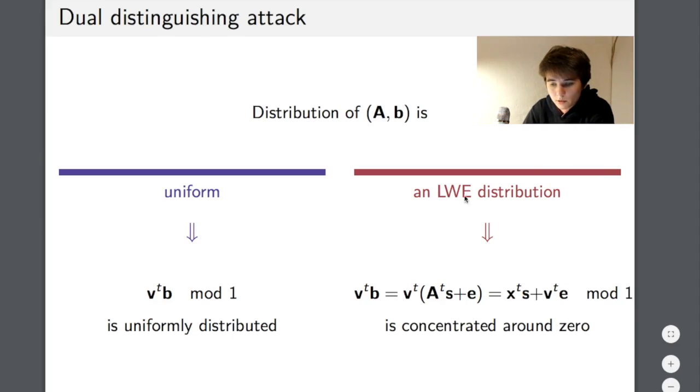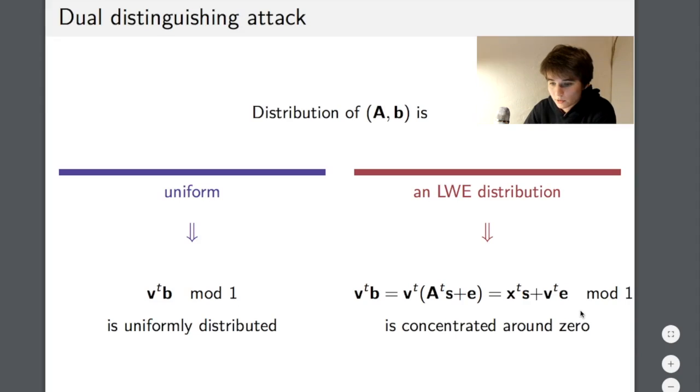Consider the case when the input samples came from the LWE distribution. Consider the scalar product v times b. As the samples are from the LWE distribution, it is equal to the following sum. Recall that v is chosen to be such that the linear combination v times a is a short vector. V itself is also short. E is short by the definition of LWE. Then the scalar product v times t modulo 1 should also be short.